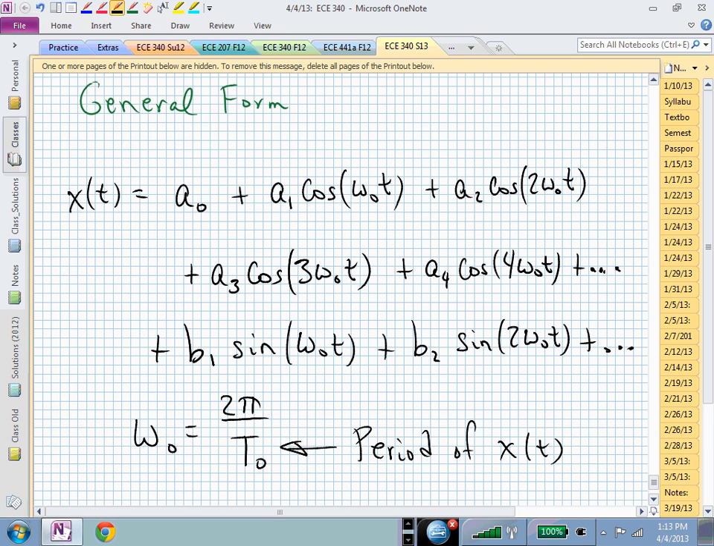So if you can now find A1, you've now extracted all the information you need, that's your x of t that aligns with the cosine at your fundamental. That's what these A's and B's mean. It sort of gives you how much of this cosine omega naught t is in your original waveform x of t.